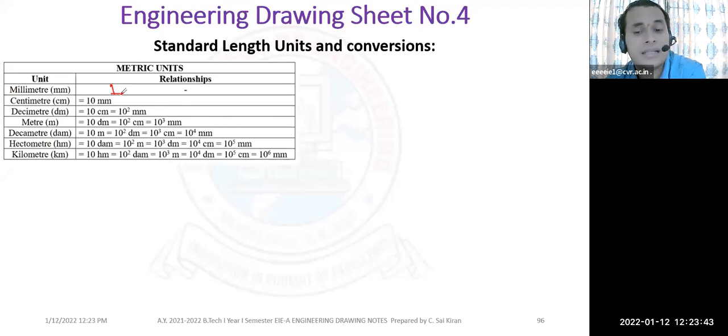Suppose I'm taking millimeter as standard 1, then 1 centimeter equals 10 mm, and 1 decimeter equals 10 square mm, and 1 decimeter equals 10 centimeters. Similarly, for meters, 1 meter equals 10 to the power of 3 mm, and 1 meter equals 10 square centimeters. 1 meter equals 10 dm. dm is nothing but decimeters. Every time you have to write in small letters, not in capital letters.